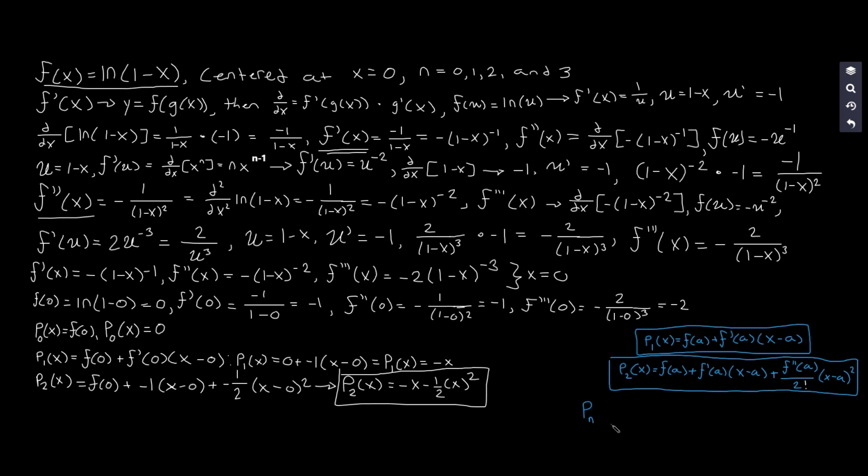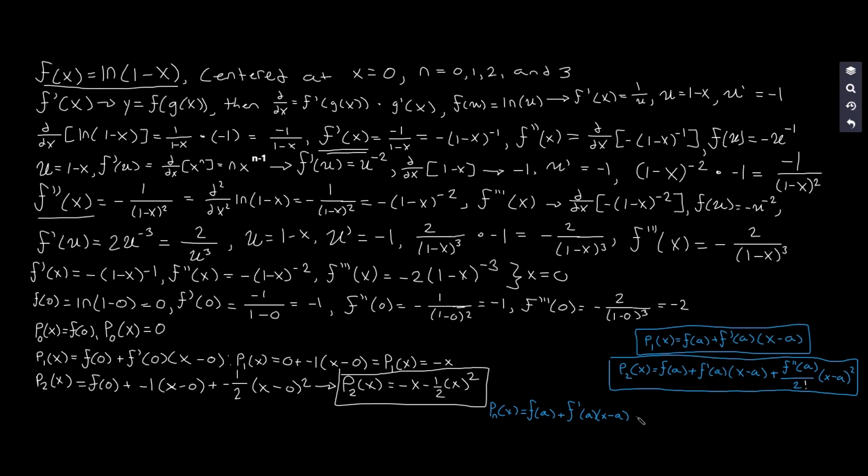This is the master formula. P sub n of x equals f of a plus f prime of a times, and you might notice this is looking a lot like our formula for P sub 2, but this is a formula that's applicable to any involving derivatives to the degree for any number n.